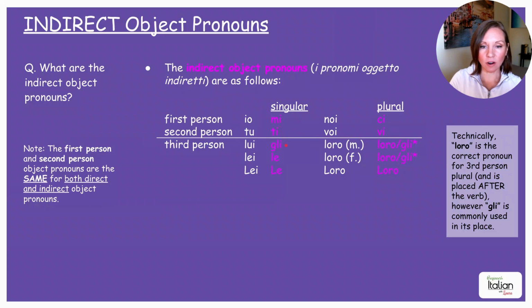Okay, so basically everything above this line here is the same for both direct and indirect object pronouns. The differences are here in the third person. Okay, so either it's going to be lo and la for the direct object pronouns, or gli and le, or gli and loro, okay, for the plural.